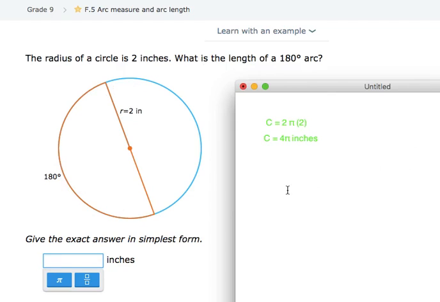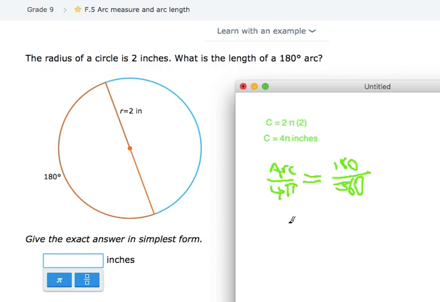So there are a few ways I can solve this. The way that you'll see is useful for more complicated ones later on in this IXL is to take the full circumference, which is 4 pi, and set up my proportion, which is always arc over circumference equals central angle, in this case 180 degrees, over 360.